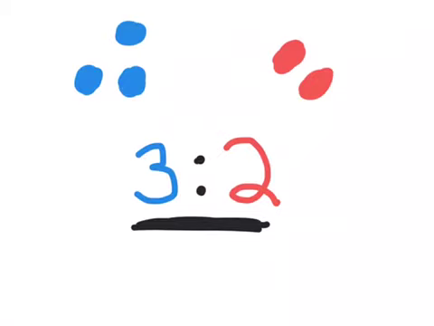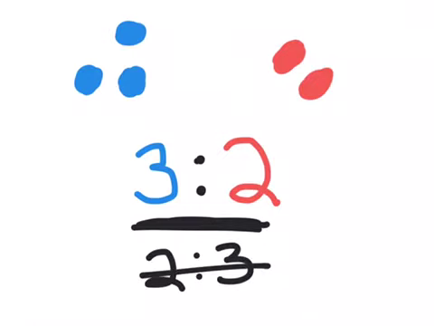But if you told me, oh, the ratio of blue dots to red dots is 2 to 3, those are the correct numbers, but they are in the incorrect order. Order matters in a ratio. You have to keep it correct. Okay. Now, the second one I will do on the next slide.